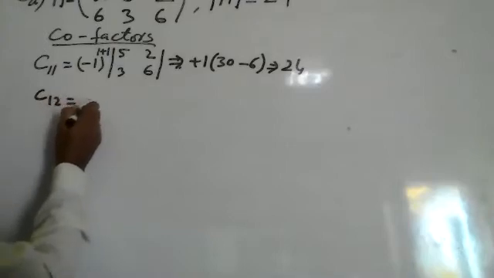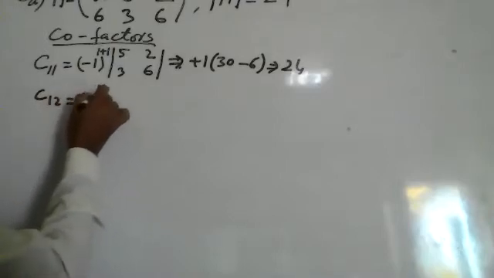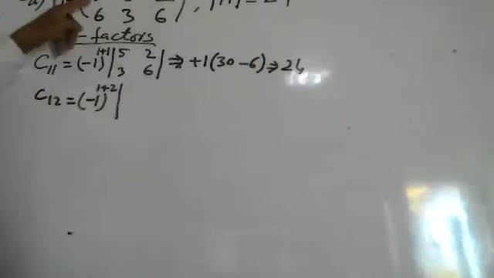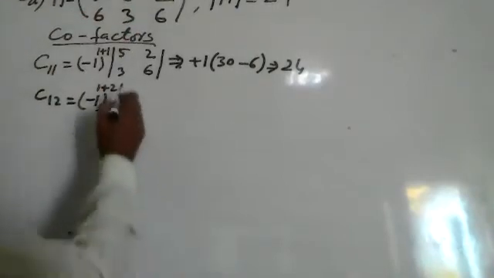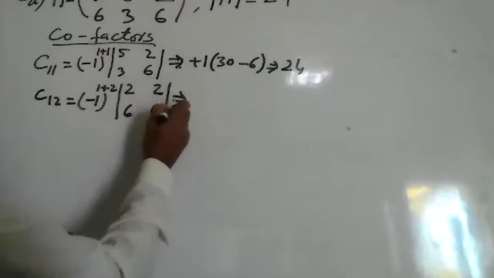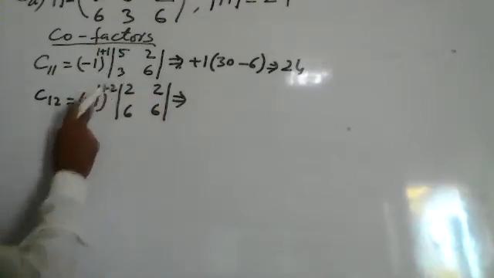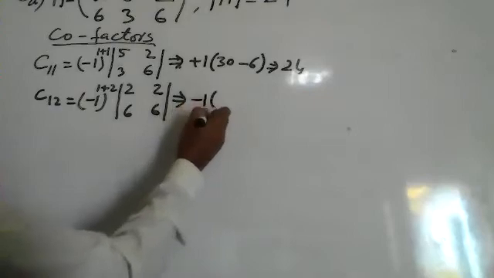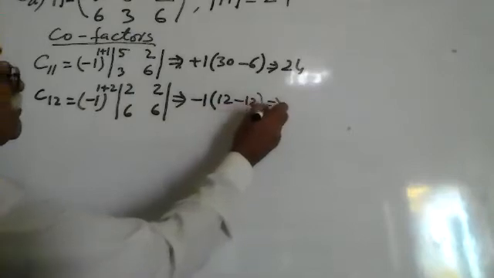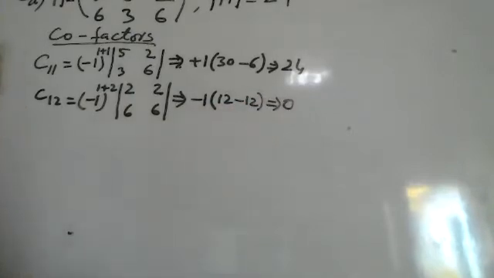C12 will be equal to -1 raised to power 1 plus 2, into the determinant leaving the first row and the second column. The remaining numbers are 2, 2, 6, 6. We will make a determinant. So -1 raised to power 3 will be -1 into 12 minus 12. The answer is 0. This is C12.